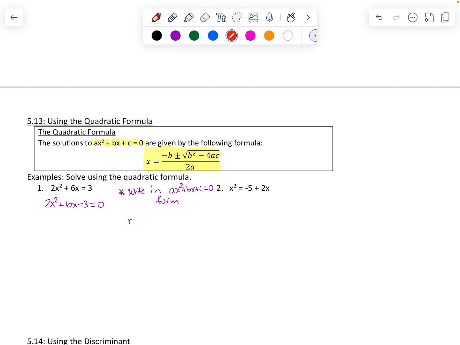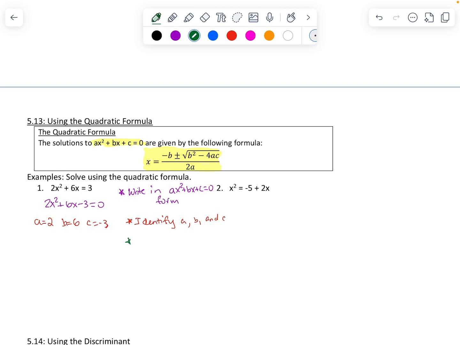The next thing that you need to do is identify a, b, and c. So the a is going to be the coefficient of the x squared, which is 2. The b is the coefficient of the x, which is 6. And the c is that constant, which is negative 3. One of the big mistakes that I see people make is they identify the b as 6x. I'm not sure why it only happens with the b, they don't do it with the a. So just be careful. We don't include any variables within our a, b, and c.